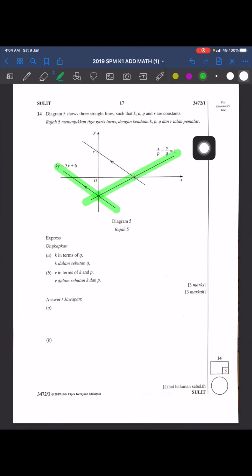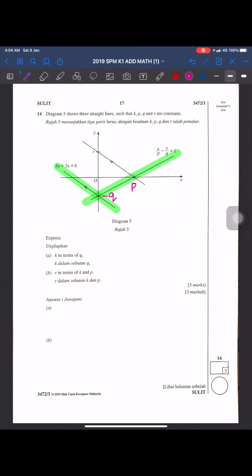Biasanya kalau di situasi macam ni, maksud dia x-intercept is P, y-intercept is negative Q. So kita cuba masukkan dalam diagram. So this is x-intercept. So this is P. And this is our y-intercept. So negative Q.